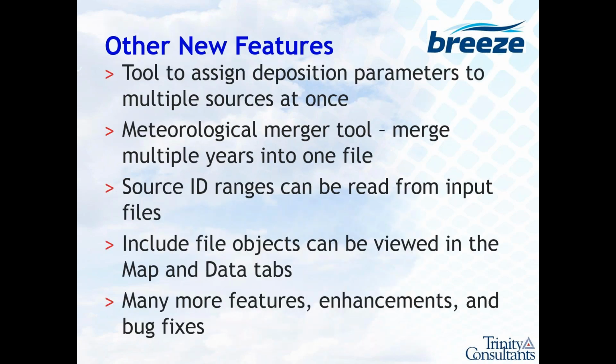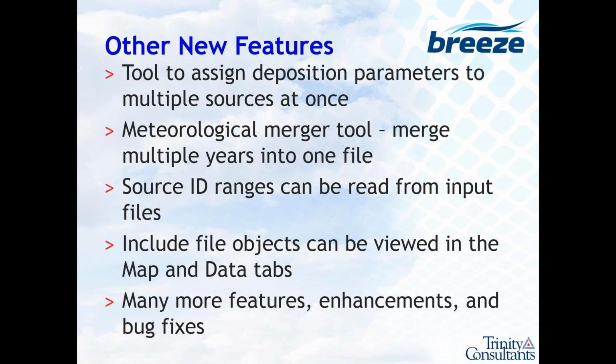Then lastly, I'll briefly touch on several other new features. First, we have a new tool to assign deposition parameters to multiple sources at once. Previously, if you were assigning gaseous or particulate deposition parameters, you had to do that on a source-by-source basis, which could be time-consuming if you had a large number of sources that all have the same deposition parameters. So now we have a tool, it's very similar to the variable emission rate tool, if you've used that before, that can apply the same set of parameters to multiple sources at once.